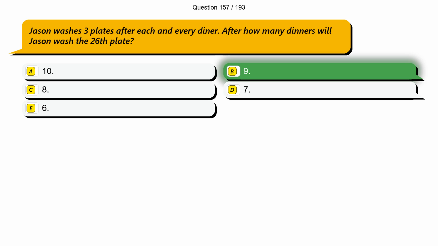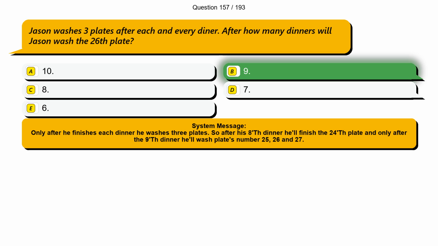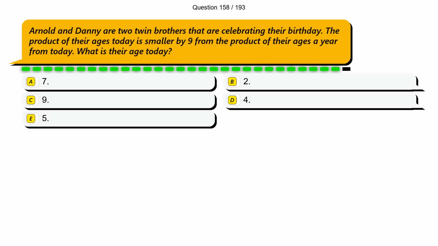The correct answer is option B, 9. Only after he finishes each dinner he washes 3 plates. So after his 8th dinner he'll finish the 24th plate, and only after the 9th dinner he'll wash plates number 25, 26 and 27.